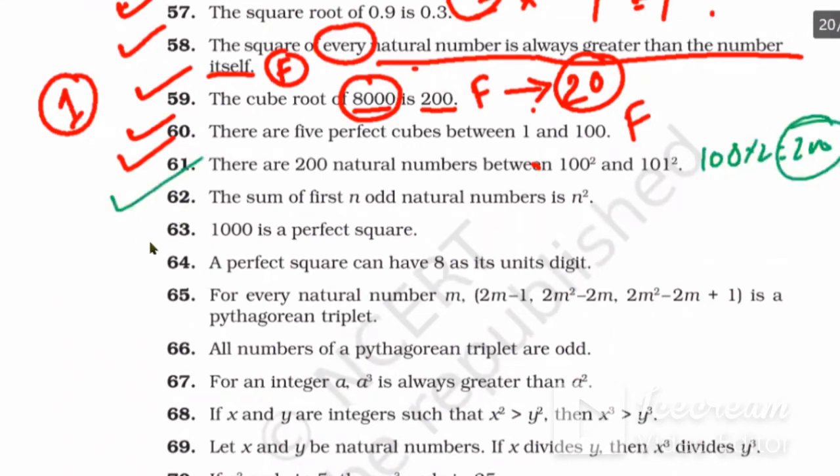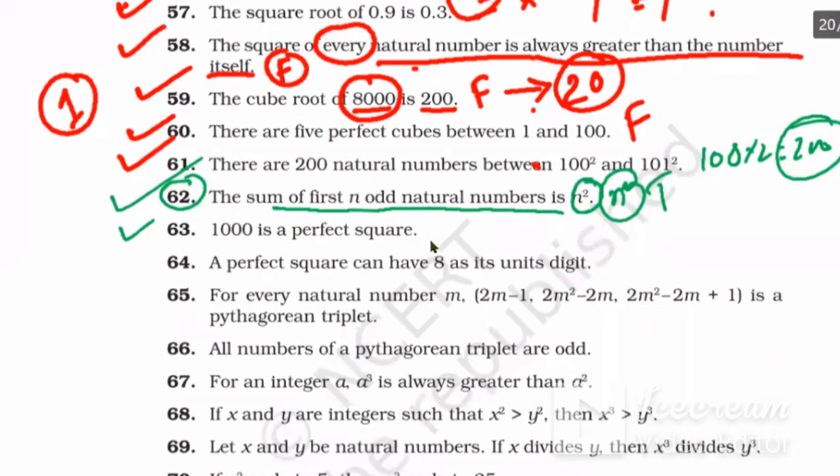Now 62. The sum of first n odd natural numbers is n square. True or false? It's true. This is the formula for finding the sum of the first n odd natural numbers.